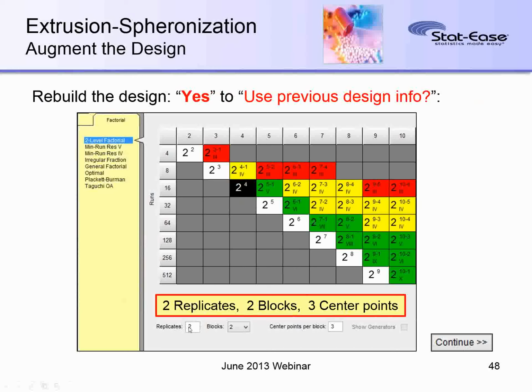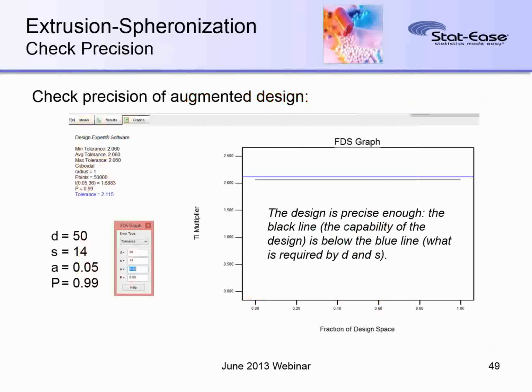The 2 replicates, and then the 2 blocks protects us in case we do a before and after, or run 2 pilot lines, or something that's not a factor in the experiment is changing. With this doubled up design, the fraction of design space goes above our line, which means the entire set of predictions will be within our tolerance interval, provided we fit a mean model.